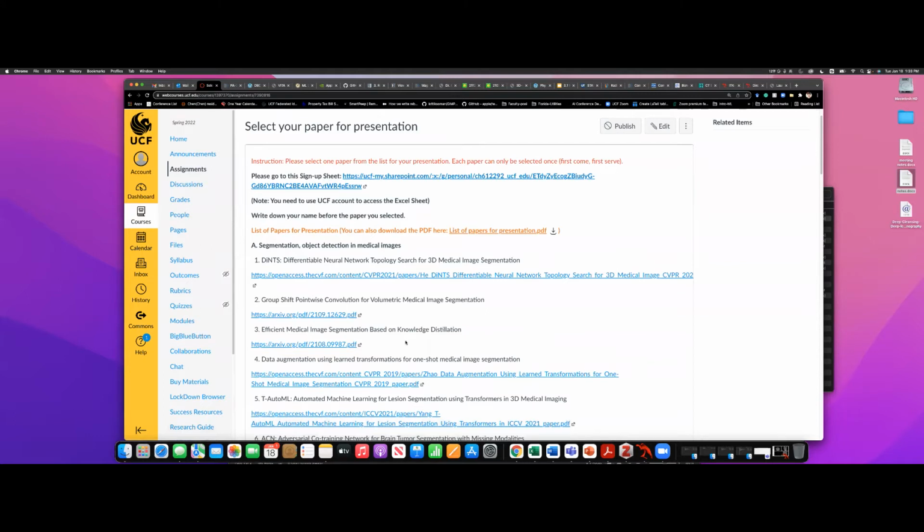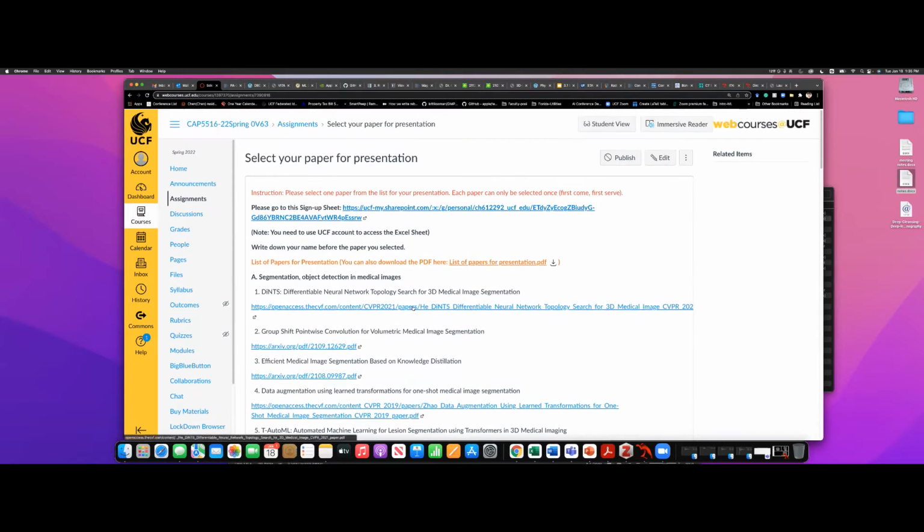But the paper selection is based on first come, first served. If there is a paper you're interested in but it's already been selected by another student, you have to find another one. Okay, so I will release this after this class. So now you can focus on the course lecture. You don't have to worry about checking out the papers.